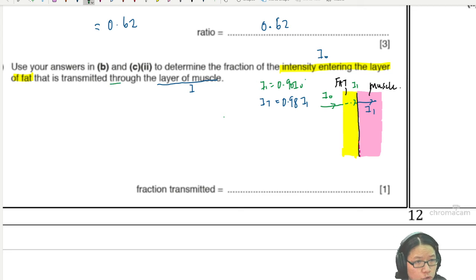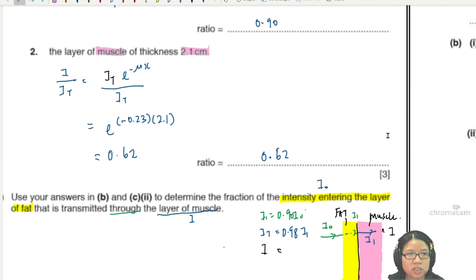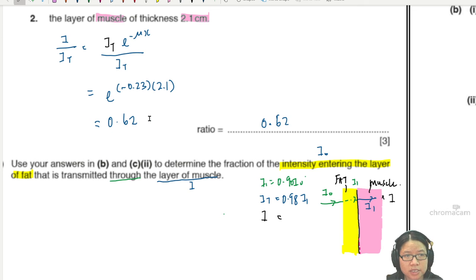They want it through the layer of muscle, so we need to reach the very end. Very end here is I. And previously we have calculated that transmitted through the muscle is 0.62 of IT. I1, IT.